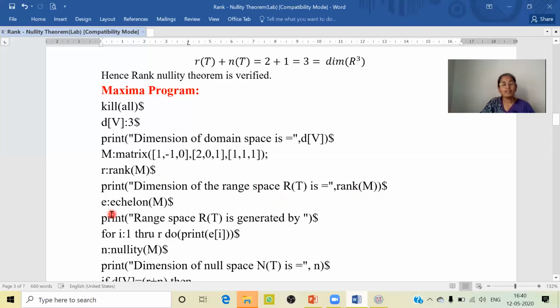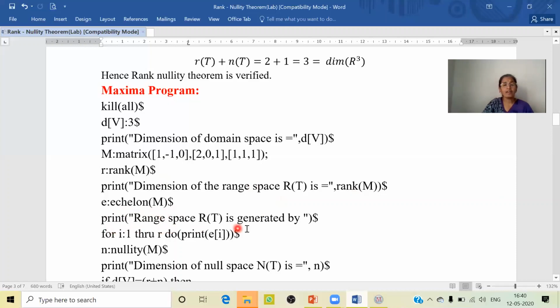Next, let us take E to be echelon of M. Echelon returns the matrix in the row reduced echelon form. Echelon returns the row reduced echelon form of the matrix M. Let us give the print command.